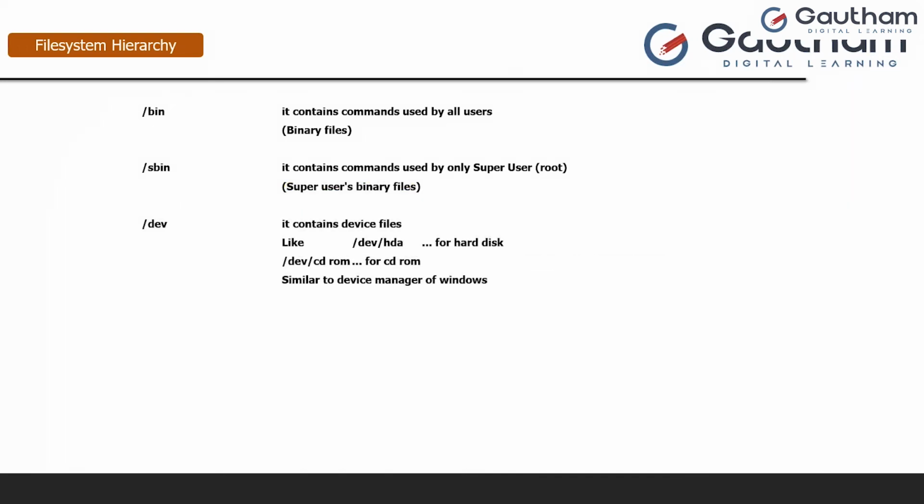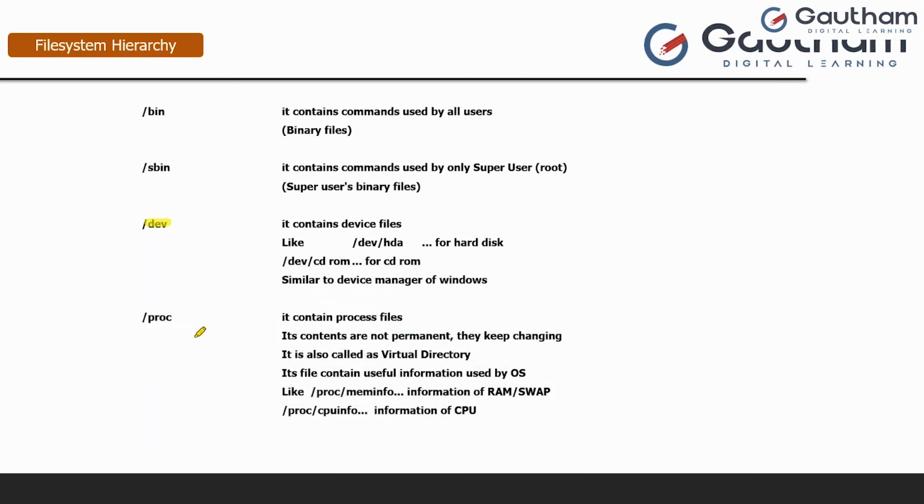Moving forward, you have slash dev. See, slash dev contains the information about the devices that are connected, especially the drives, like you have hard drive, CD drive, pen drive, tape drive. So all those things will be stored in slash dev. It is very much similar to Device Manager. When you go to Device Manager in Windows, you'll find all the devices connected. So here also you have information about all the devices that are connected to your system.